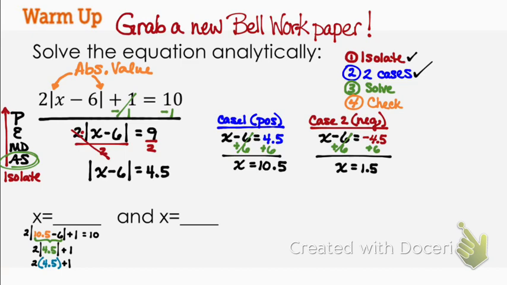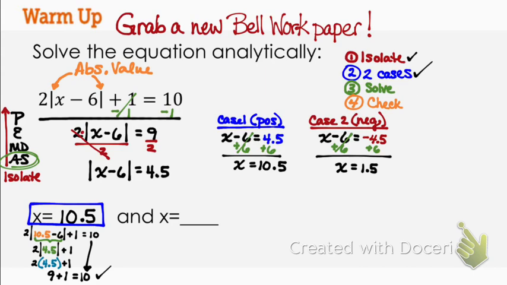4.5 and then another 4.5. 9. So I have 9 plus 1. What is 9 plus 1? 10. What did I have on the other side all along? 10. Does this check out? Yes? No? Yes. The two sides are equal. So 10.5 is one possible answer for x.